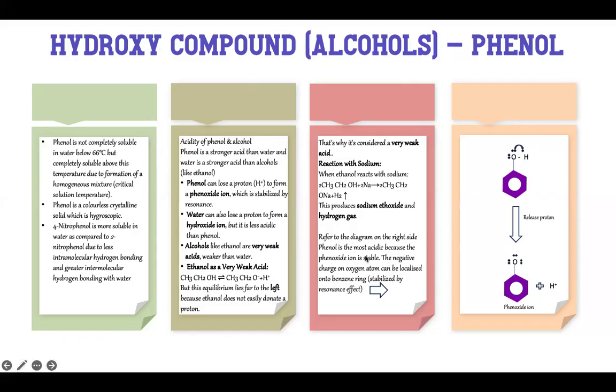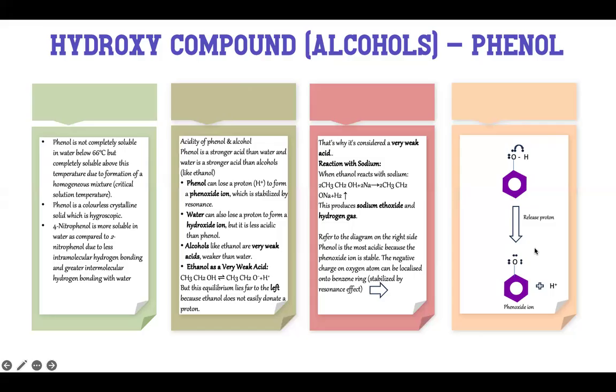Based on the above, but this equilibrium lies far to the left because ethanol does not easily donate a proton. And that is why it is considered a very weak acid. If we refer to reactions with sodium, when ethanol reacts with sodium, it produces sodium ethoxide and hydrogen gas based on this equation. Refer to the diagram on the right side.